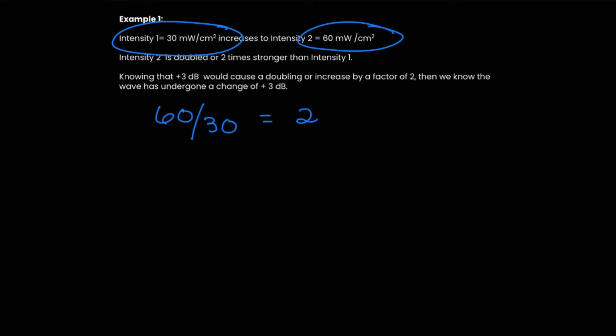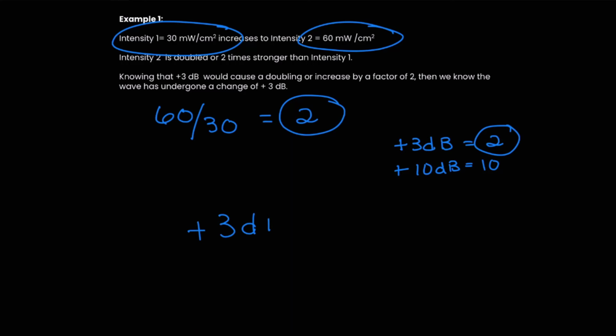Next, we're going to go back and take a look at our rules. Because we are increasing, we are working in positive decibels, so you just want to write down our positive decibel rules. When we increase by 3 decibels, we are seeing an increase by a factor of 2, and when we increase by 10 decibels, we see an increase by a factor of 10. Since intensity increased by a factor of 2, and 3 decibels also means an increase by a factor of 2, we can say that this wave has increased by 3 decibels, and that 3 decibel increase resulted in the intensity increasing by a factor of 2.